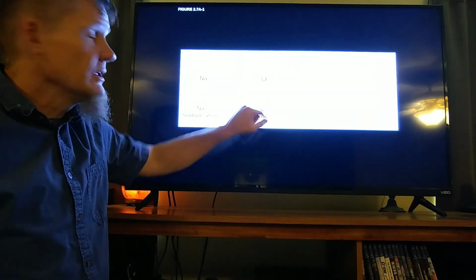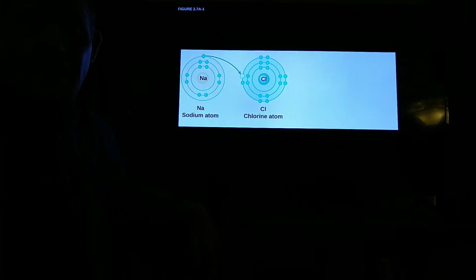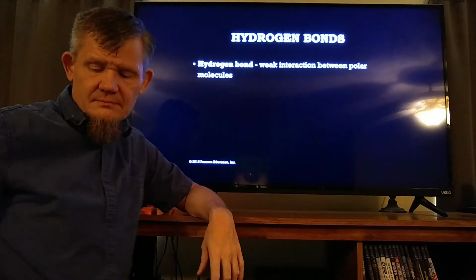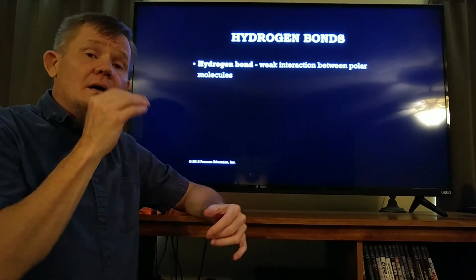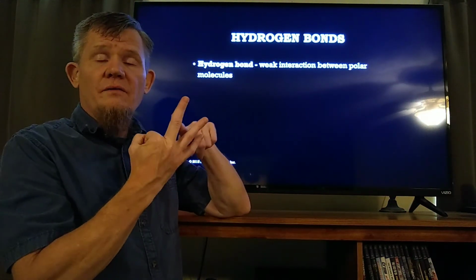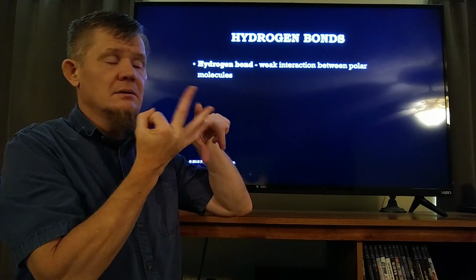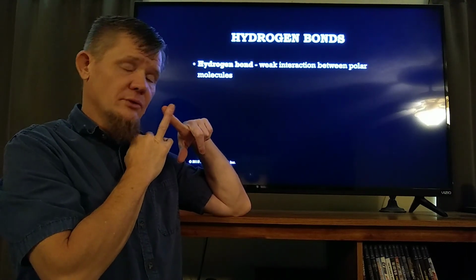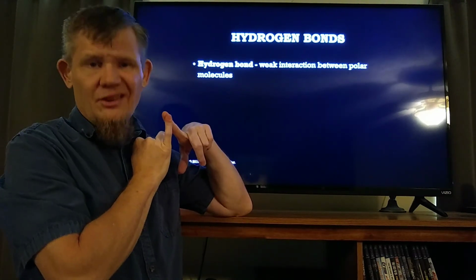Now that chlorine is negative and sodium is positive, what do opposites do? Opposites attract, and because opposites attract, then sodium and chlorine are attracted to each other, and they make this stuff that we call salt. Our three kinds of bonds are covalent, equal sharing, polar covalent, unequal sharing, and ionic, theft.